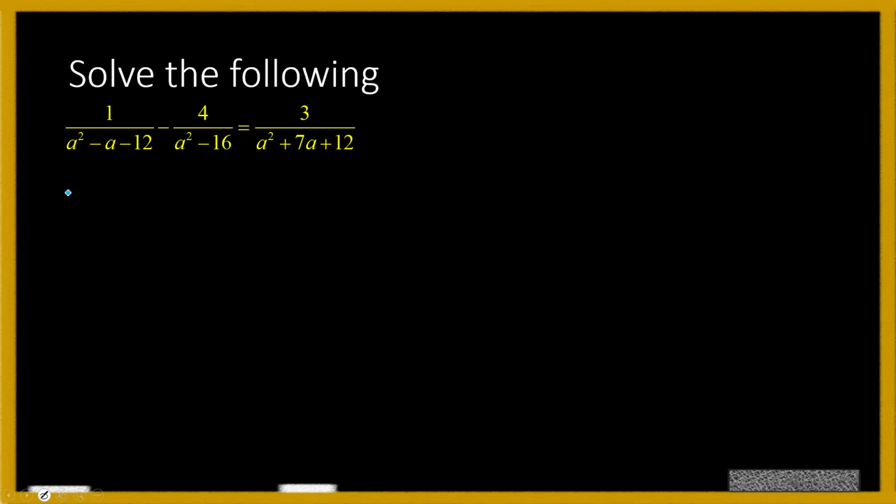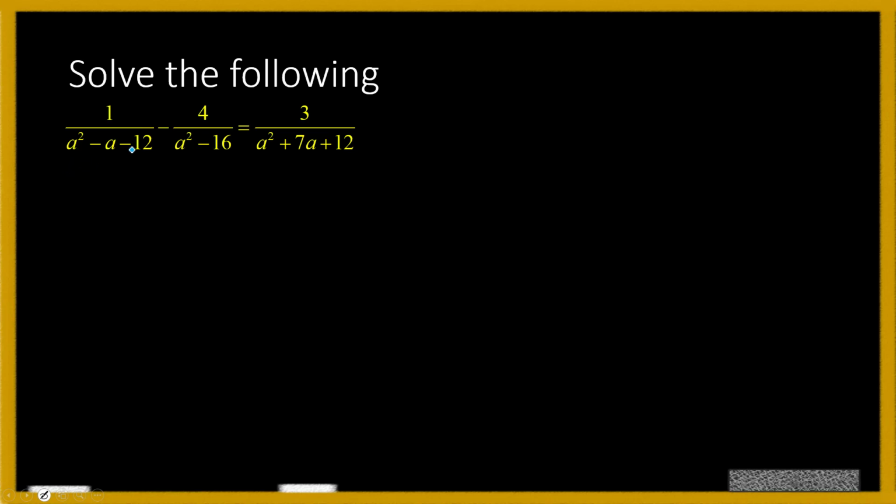In this video, we're going to solve the following rational equation. To do this, the first thing we need to do is find the least common denominator and use the process of clearing the denominators. You'll notice we have three different denominators. To make life simpler, we're going to first factor each of these denominators.